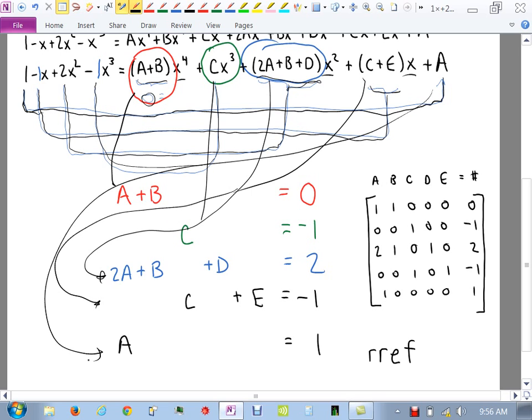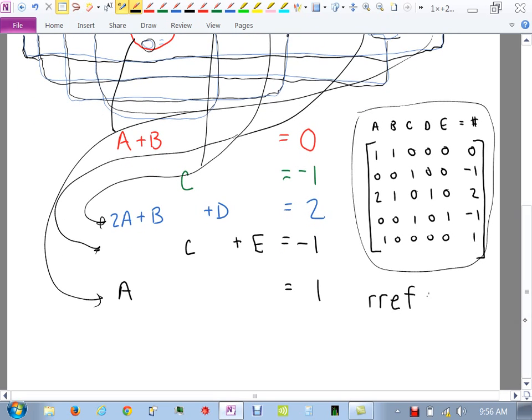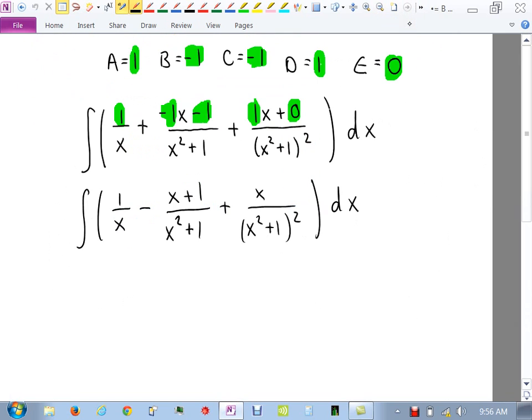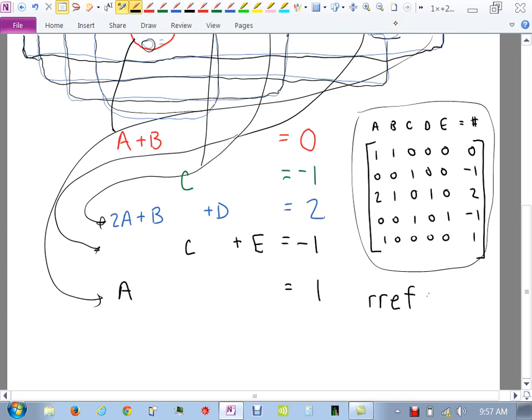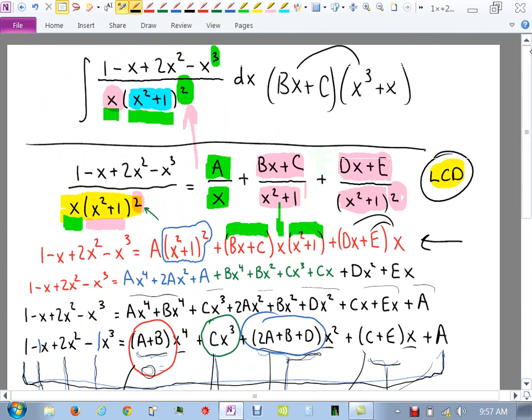So what you get then is a matrix, which is over here, and then you go into your calculator, do RREF. And when you do that, you get your answers. So now we got our answers off the calculator, and then we go back and we plug all those values in, A, B, C, D, and E, back into, where the heck was it? Right here. We know that that integral should turn into this, right?